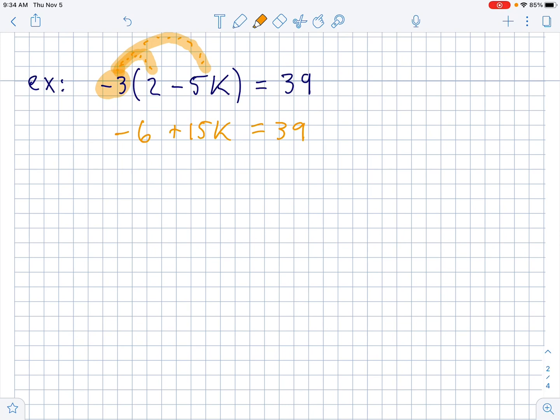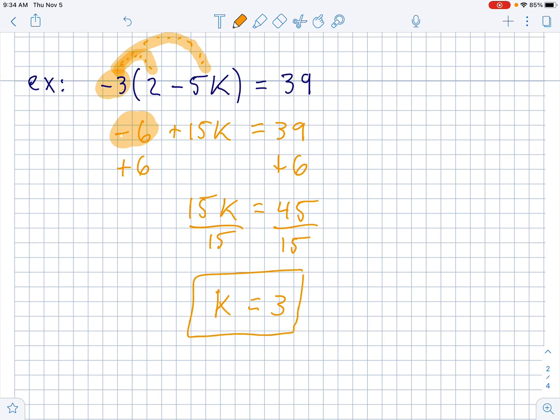Then you would want to move this minus 6 to the other side. So plus 6, plus 6. It's called getting your like terms together. So 15k equals 45. Then get rid of the multiply by 15 by dividing by 15. And get k is equal to 3.